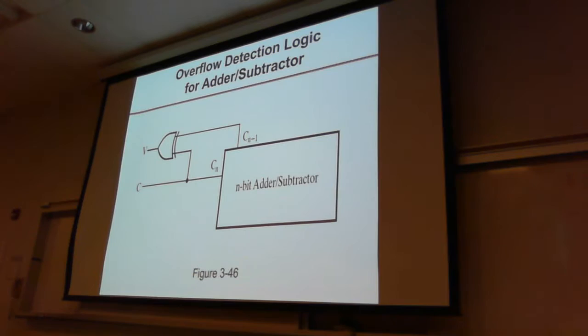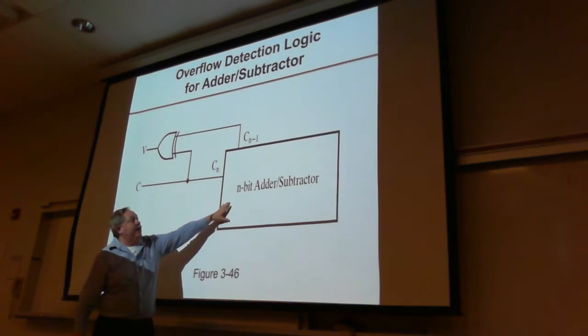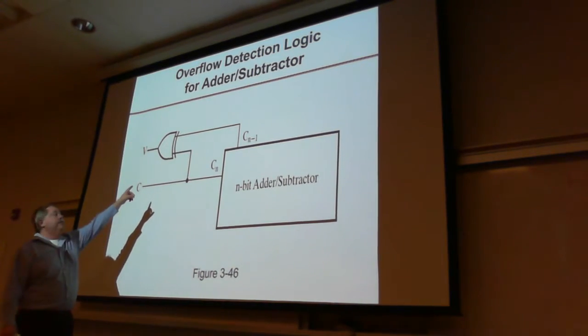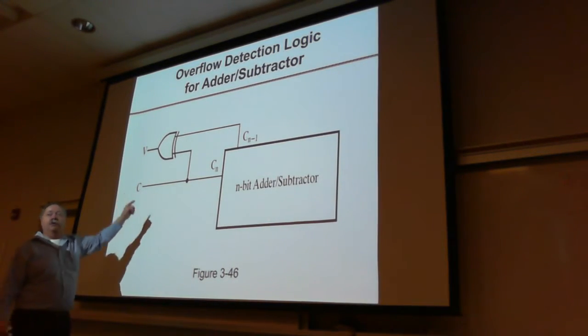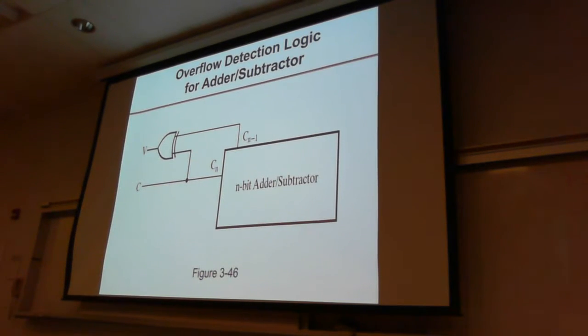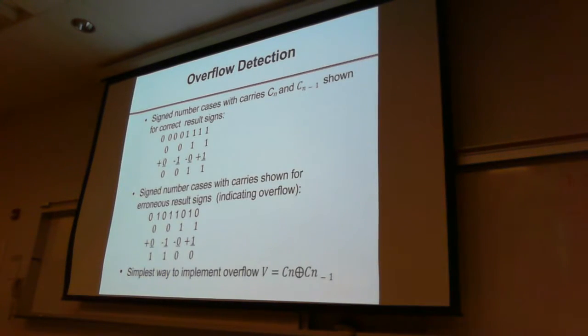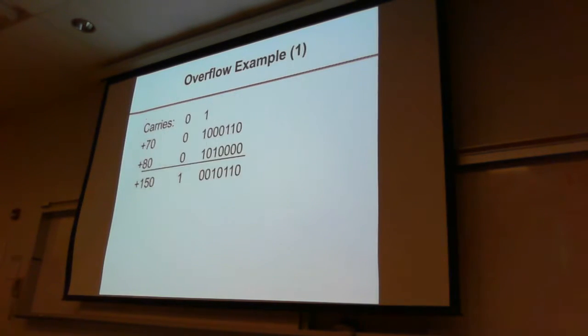How would we implement this then? Overflow detection. Starting off with our very definition, we said that if C_N exclusive OR with C_N-1 is set, then I've got an overflow detect. So coming out of my adder subtractor, I'm going to take C_N and C_N-1, feed them through an XOR gate, and out pops V, just like the expression said. That one's pretty straightforward to implement.